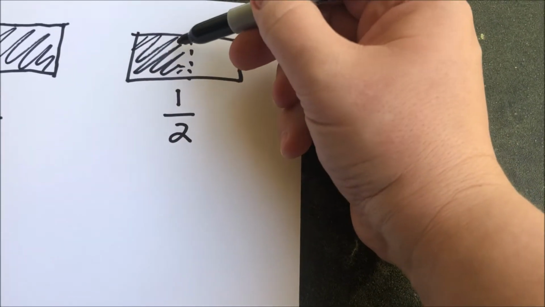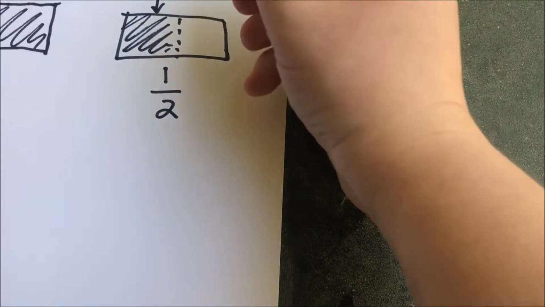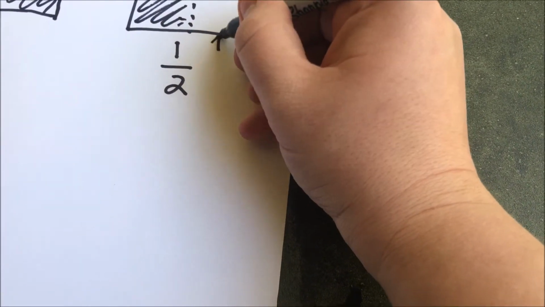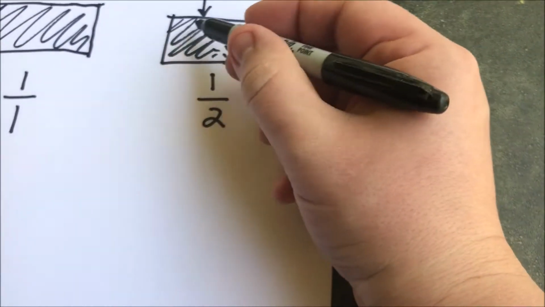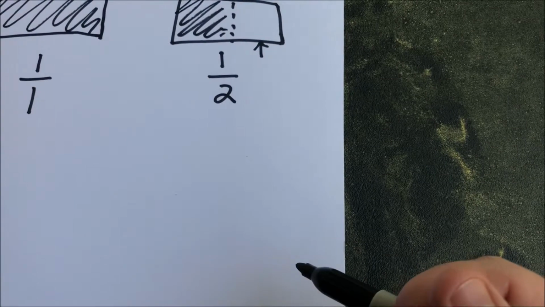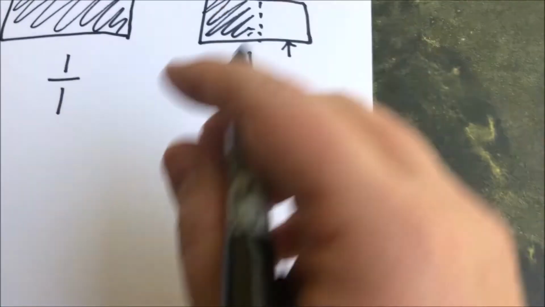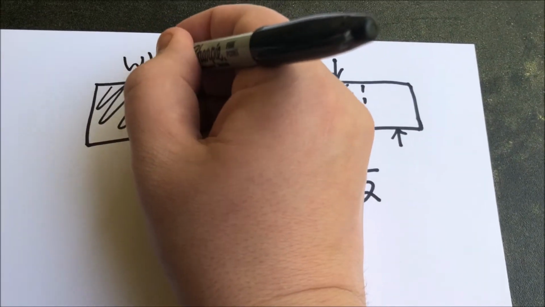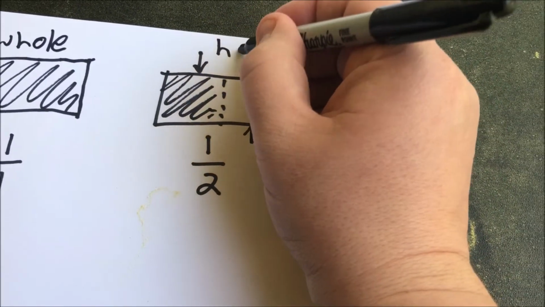Because I'm showing you the part that's represented and I'm showing you the part that's left out. I've shaded the part that I want to represent. What am I representing? I'm representing only half of it, correct? So that means this is one half. So we have one whole and one half. This is one whole, and this is one half.